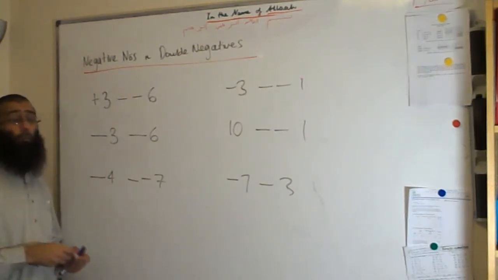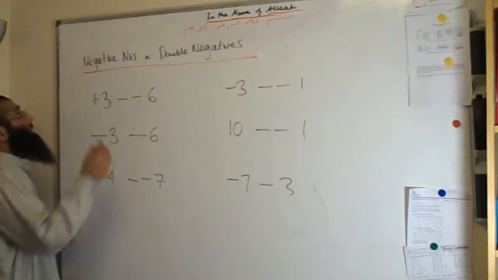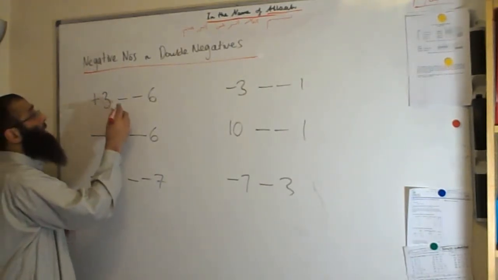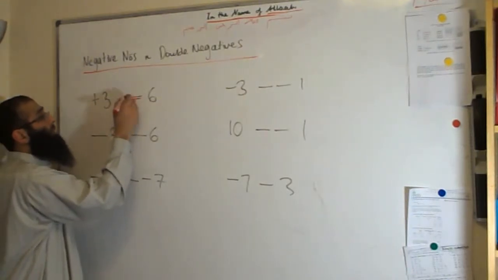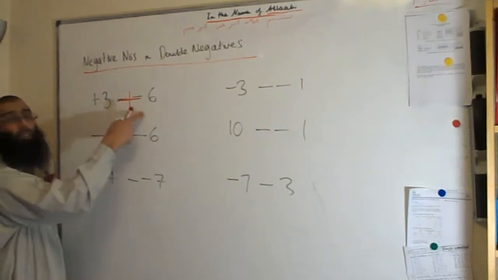Now the rule states that when the two minus signs are physically next to each other, only those become a positive sign. So I'm going to do on the bottom here, make that into a plus. So now the question reads plus 3 plus 6.